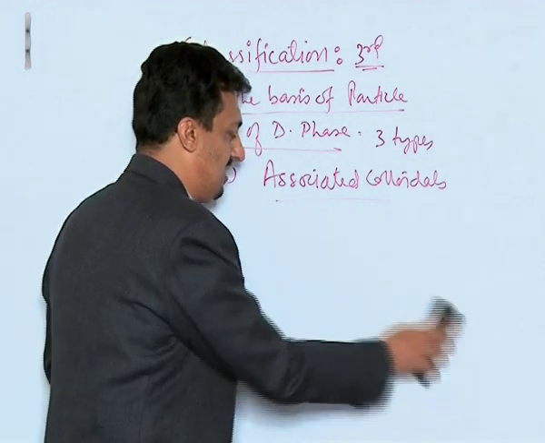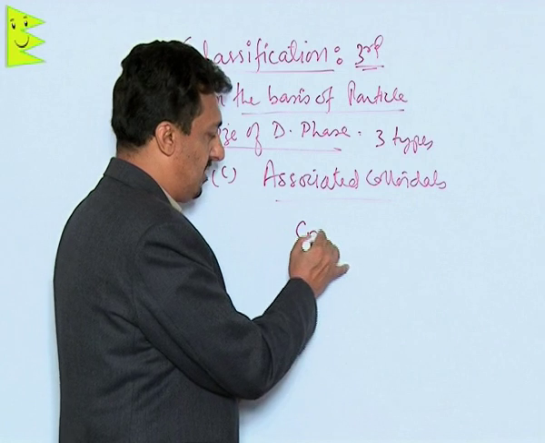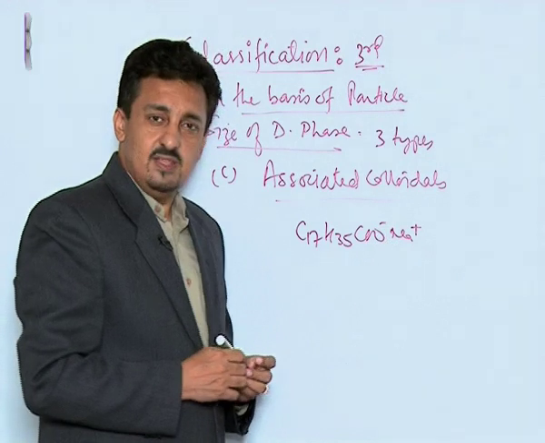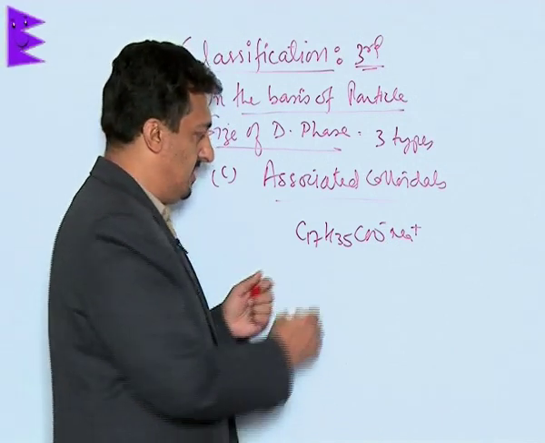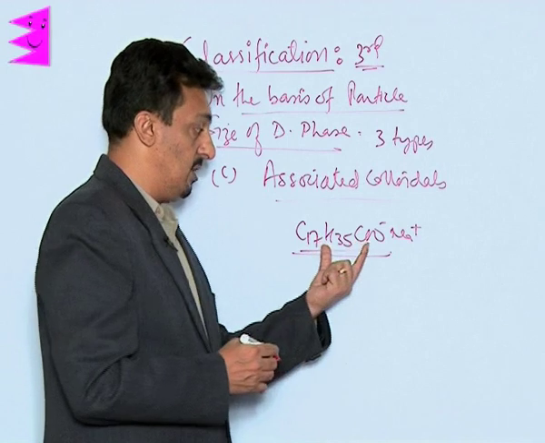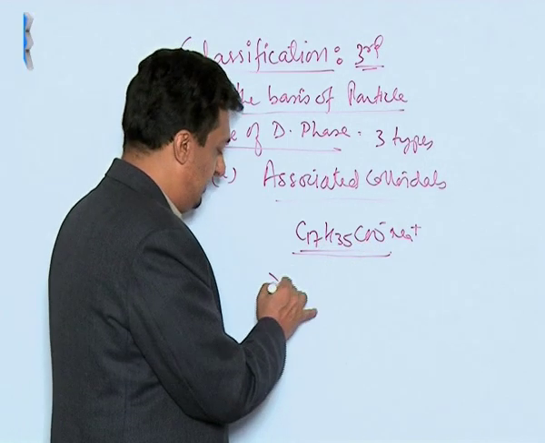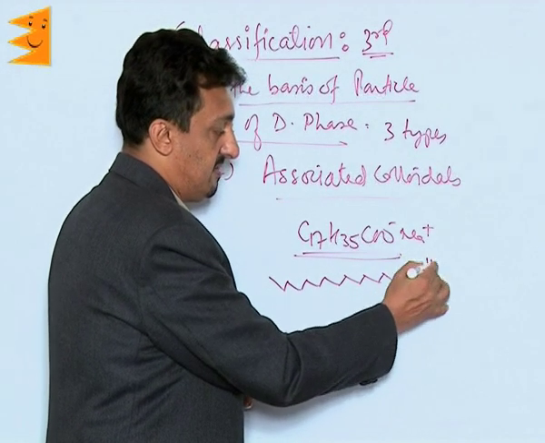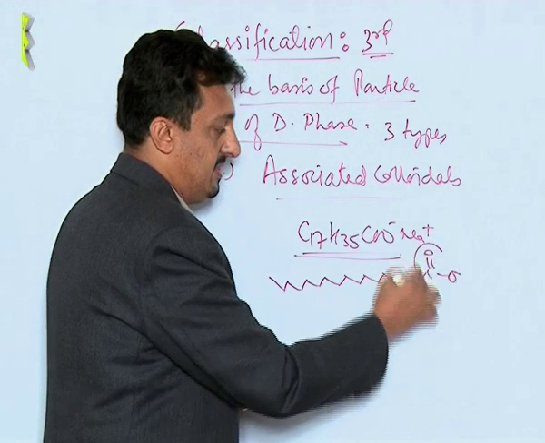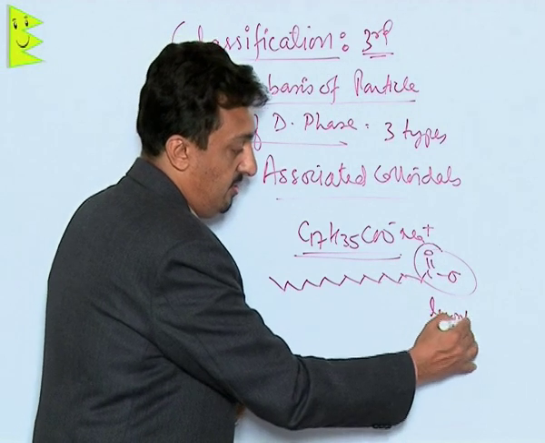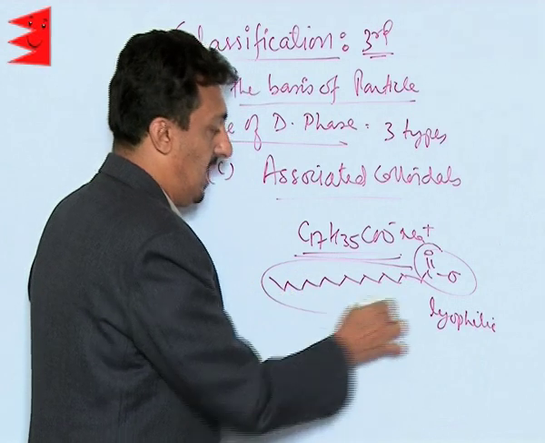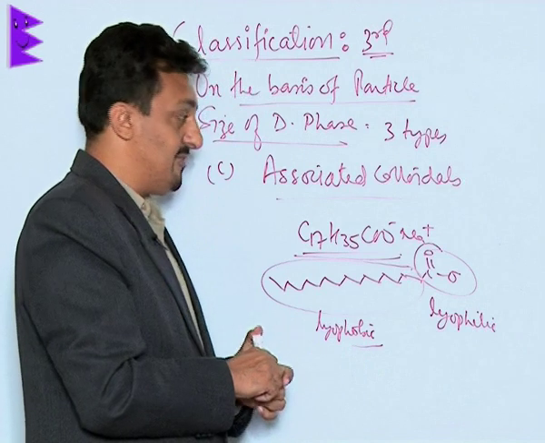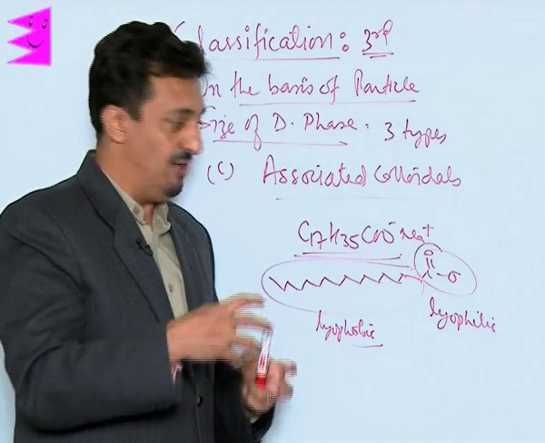You might have done in your junior classes about the soap molecules, like if we talk about C17H35COO minus Na, this is sodium stearate. Now in this we know that this is your long chain fatty acid, having a carbon chain of 17 carbons, and its head is having the carboxylate group. This head part is the lyophilic part. This whole carbon chain part is your lyophobic part. So remember, these associated colloids have both lyophilic as well as lyophobic parts.